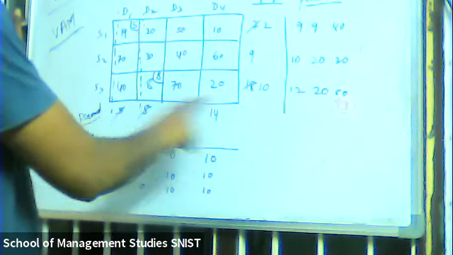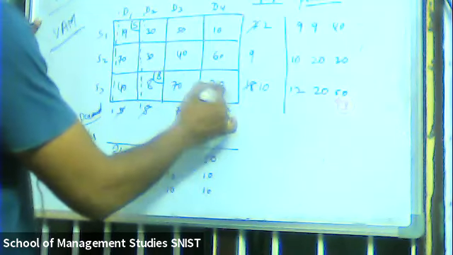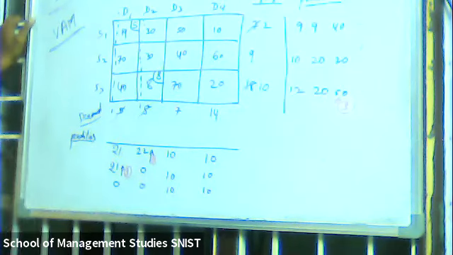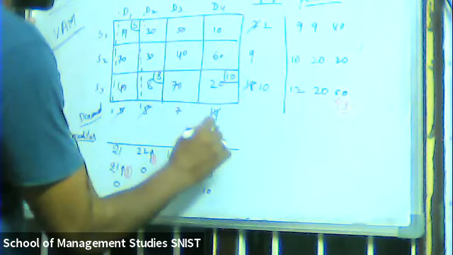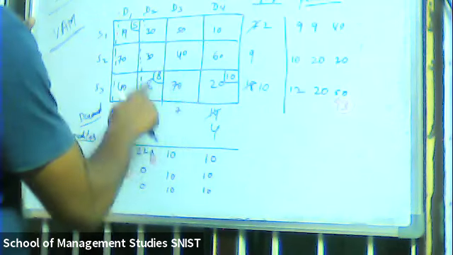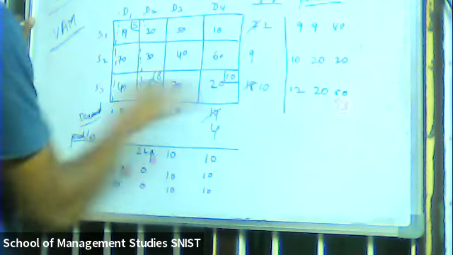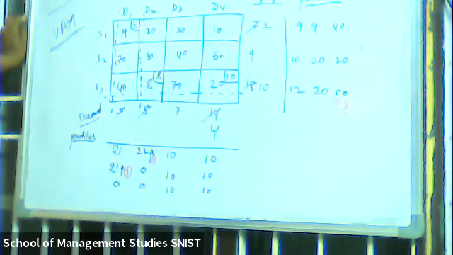Near 20, because in the third row, 20 is the minimum among 20, 70, 20. We have to enter 10, and it becomes 4. Now S3 is satisfied, so cross this particular row. Are you following?